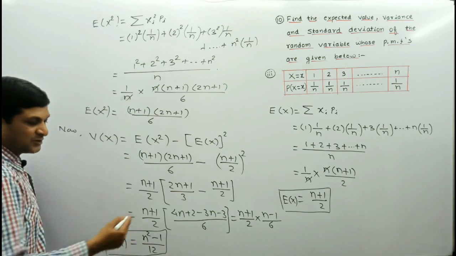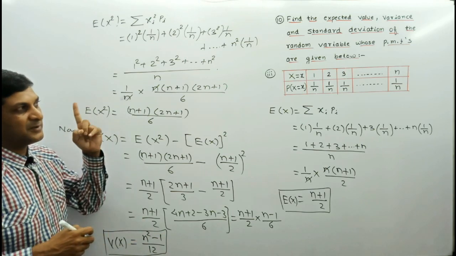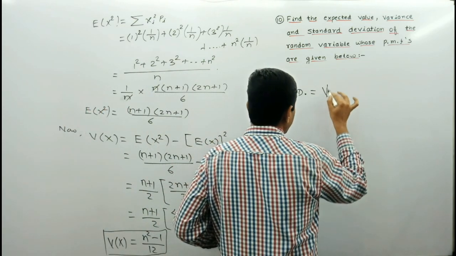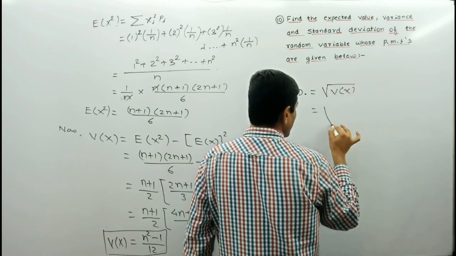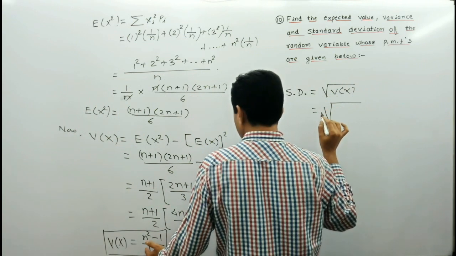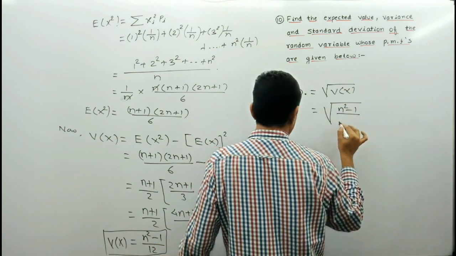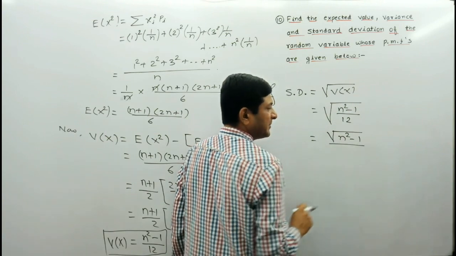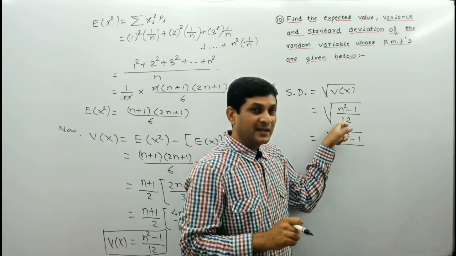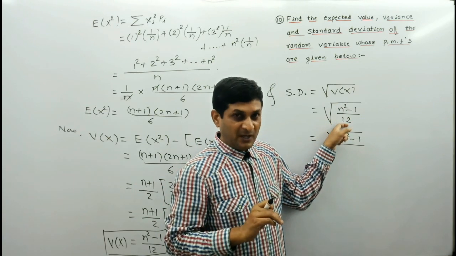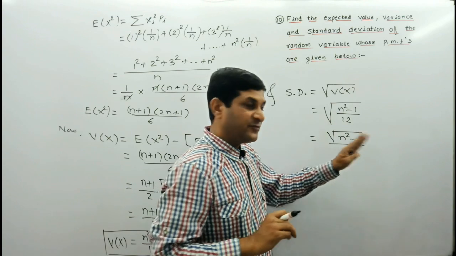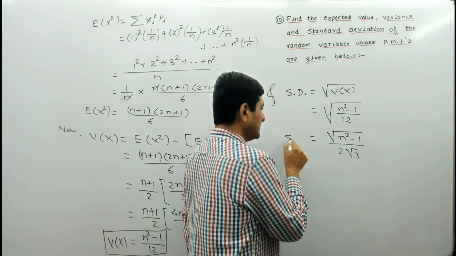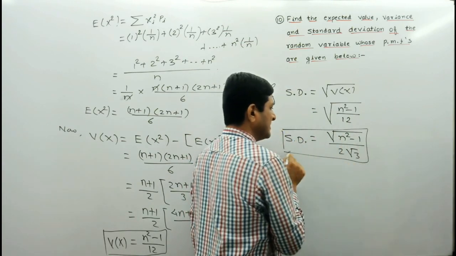Once the value of variance is known to us, taking its square root, we are able to find our last required value, that is standard deviation. So standard deviation is equal to the square root of variance. Substitute the value of variance. What is the value of variance here? n square minus 1 divided by 12. In the numerator nothing is there to simplify, so under root n square minus 1, keep it as it is. In the denominator what are we getting? Root 12. One of the factors of 12 is 4, so 12 can be written as 4 into 3, and 4 outside the root becomes 2. So root 12 can be written as 2 root 3. In this way we have got our third required value, that is standard deviation.